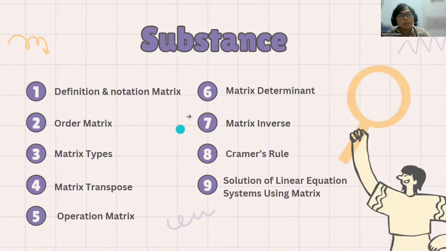Here I will present the material for week 15, namely the matrix. The substance is first, the definition and notation of matrix; second, order of matrix; third, matrix types; fourth, matrix transpose; fifth, matrix operations; sixth, matrix determinant; seventh, matrix inverse; eighth, Cramer's rule; nine, solution of linear equation system using matrix.